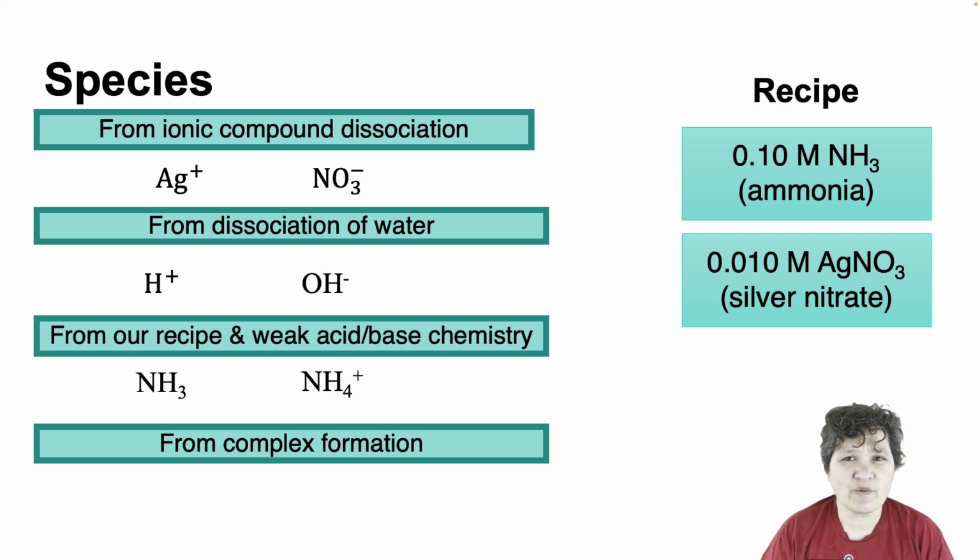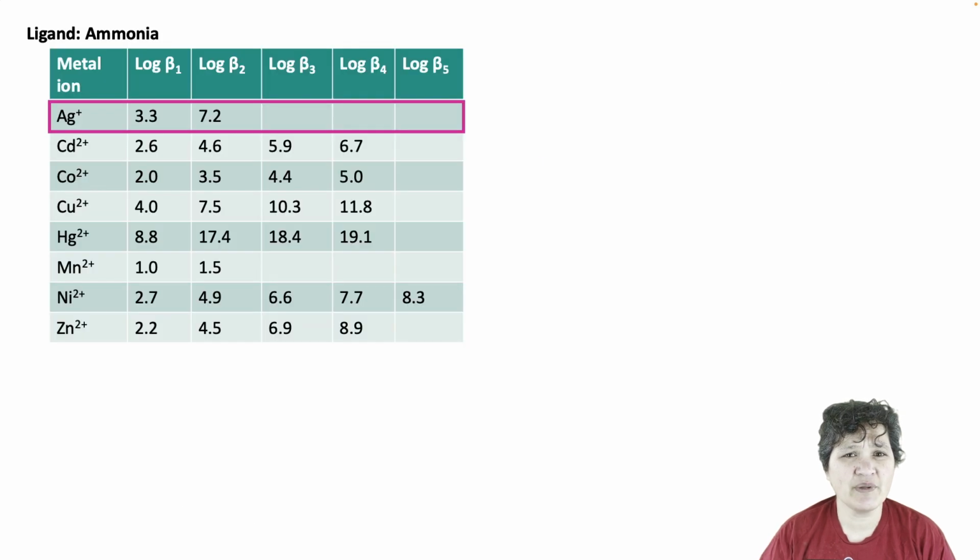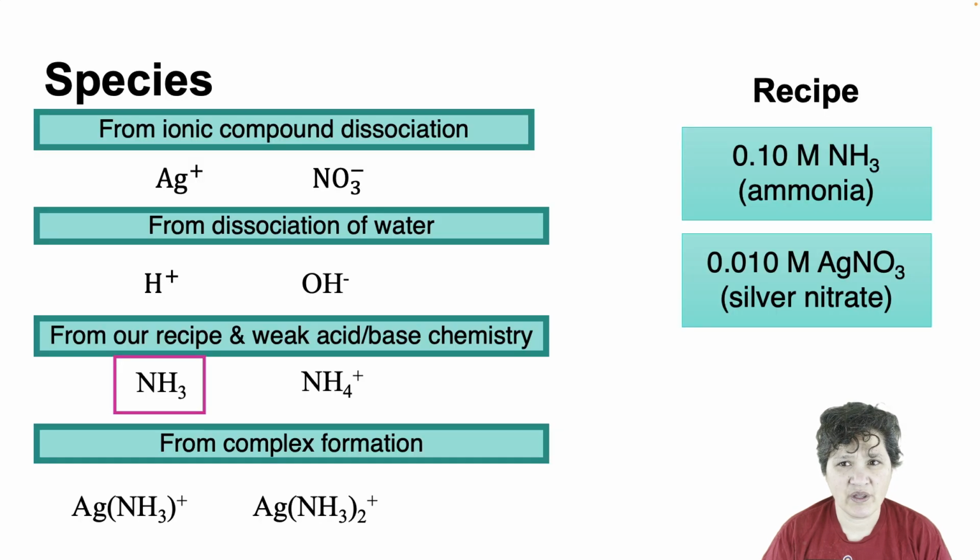Ligands will always be Lewis bases, so we can look at our current list of species to see if any are Lewis bases. We know for sure that ammonia is a base, so we can check out our tables of complex formation constants to see if silver forms complexes with ammonia. The answer is yes, and looking at the table, we can see that silver will form two complexes with ammonia, a complex with one ligand and a complex with two ligands. So there are our two ammonia complexes.